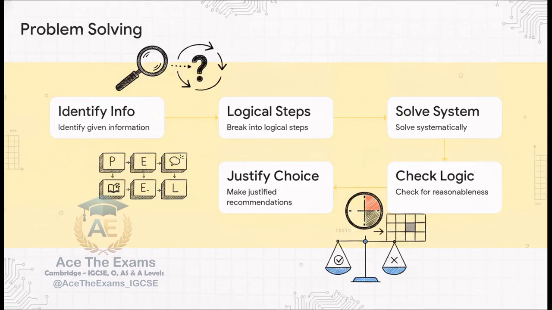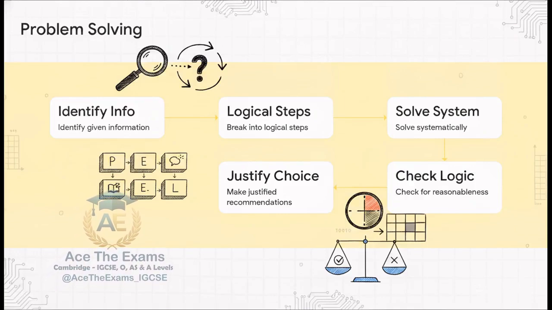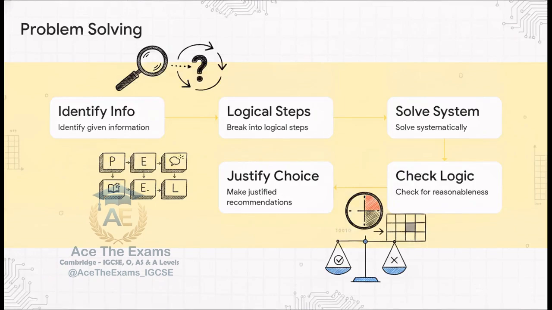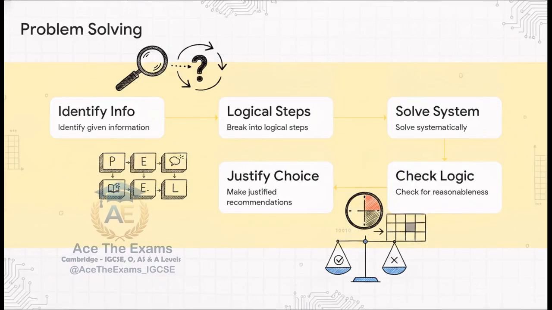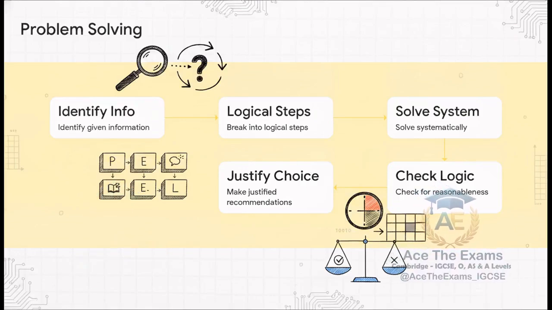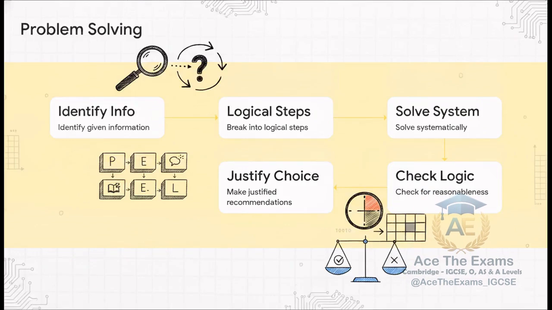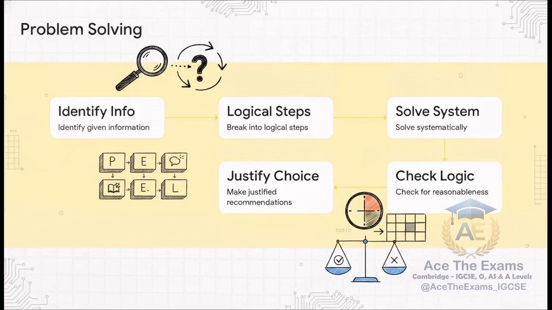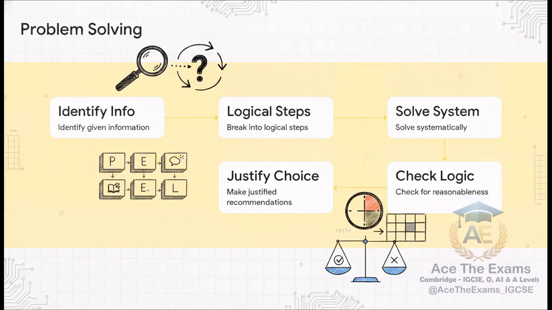Rule 1, command word decoding. You must identify exactly what is being asked before you write a single word. Rule 2, Peel framework application. You break the problem into logical steps and solve systematically using point, evidence, explanation, and link. Rule 3, the time management matrix. You must check your answer for reasonableness and make strictly justified recommendations.